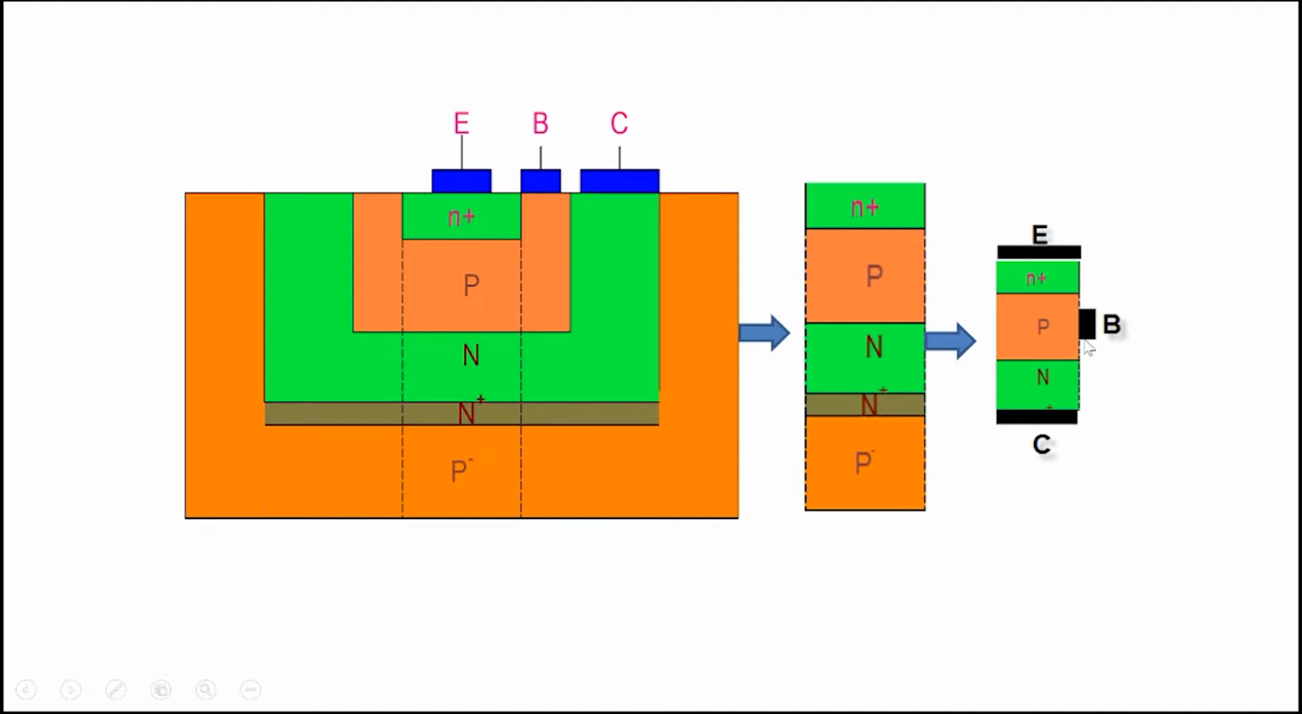And note that base contact, we say it is over here, but note that base contact is over here. Again, the base is connected through a small resistance to this particular region here. Okay, so instead of drawing like this, we just put a contact over here. But note that the actual contact is over here.